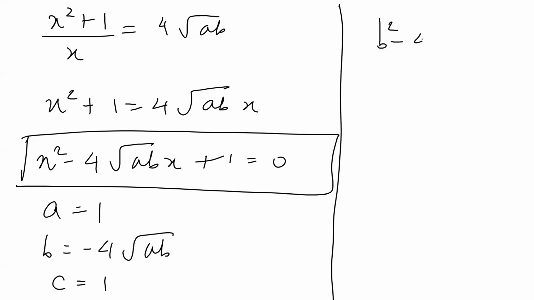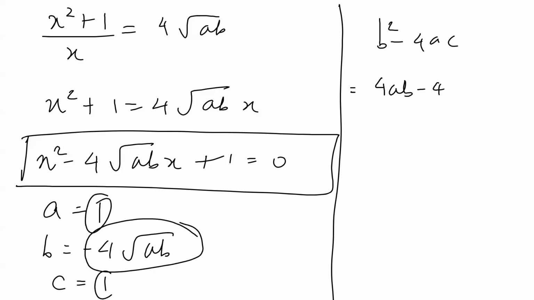So we need to find b square minus 4ac. b is minus 4 root ab, so the square of this will be 16ab, minus 4ac, and a and c are 1, so minus 4. Sorry, I just made a mistake earlier, so this is 16 over here. 16ab minus 4. Take 4 common: 4 into (4ab minus 1).